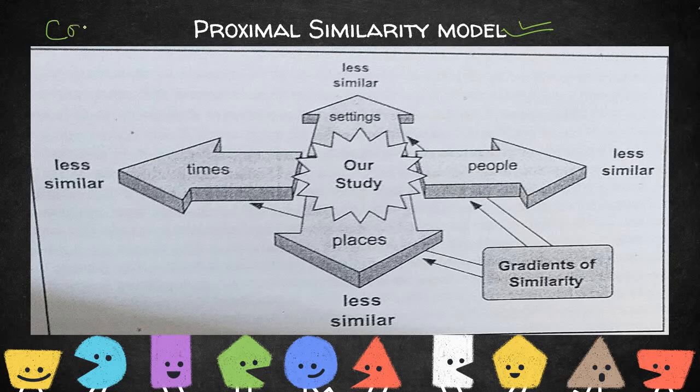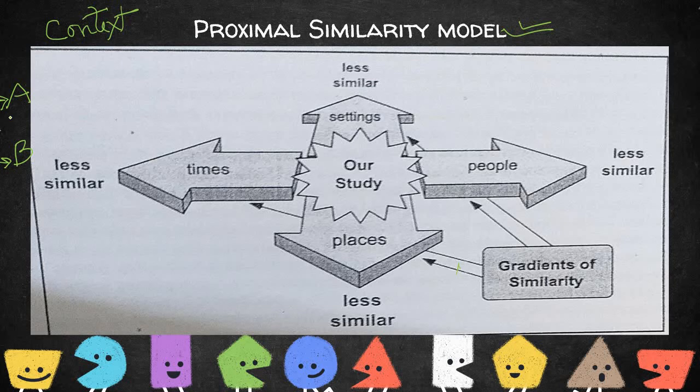Here we talk about context, primarily the gradients of similarity. What do we mean by gradients of similarity? Let's say there are two colleges, college A and college B, and both have a criterion: there is a national level agency which is conducting a test for taking admissions to both of the colleges.